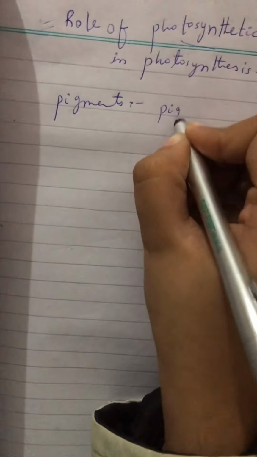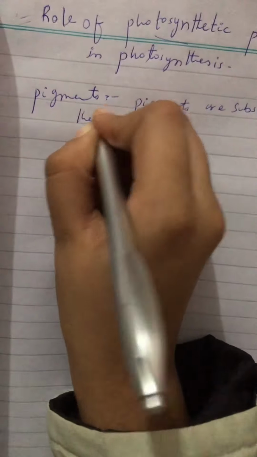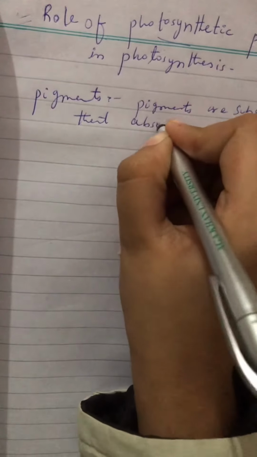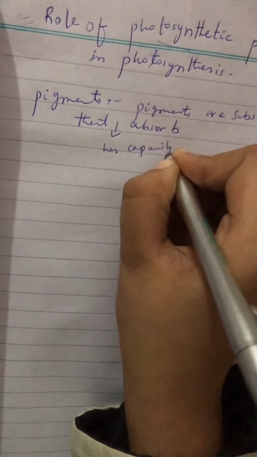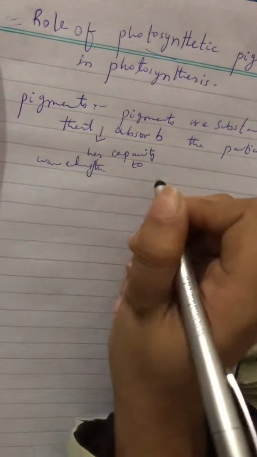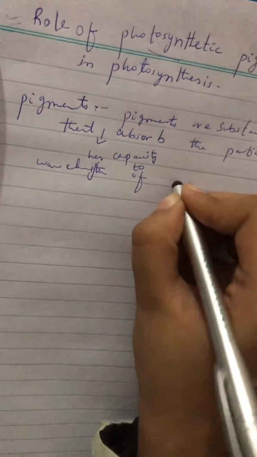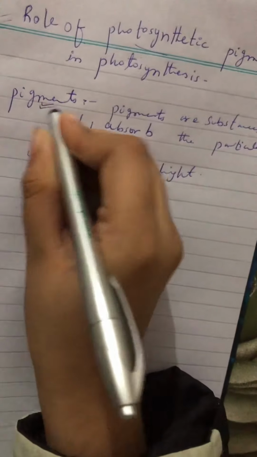Pigments are substances that have the capacity to absorb a particular wavelength of light. Those which have the capacity to absorb a particular wavelength of the light are called pigments, right?